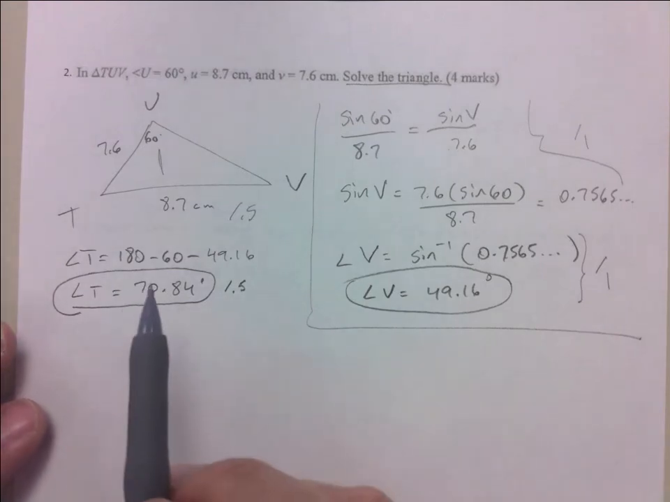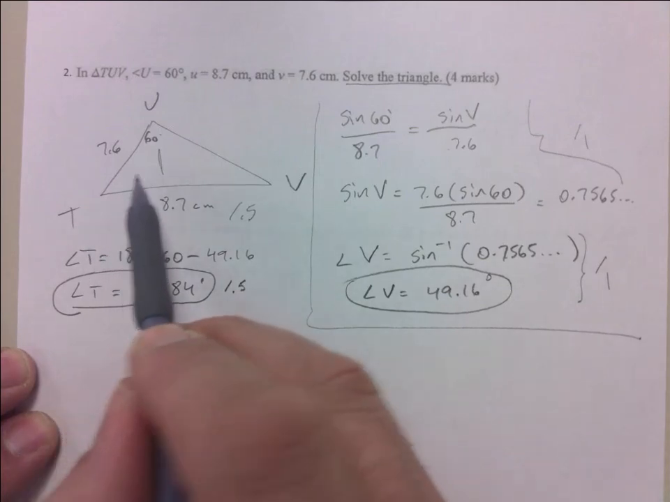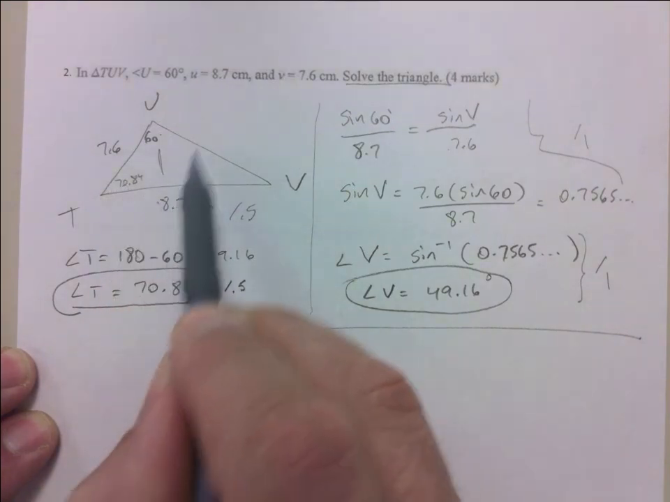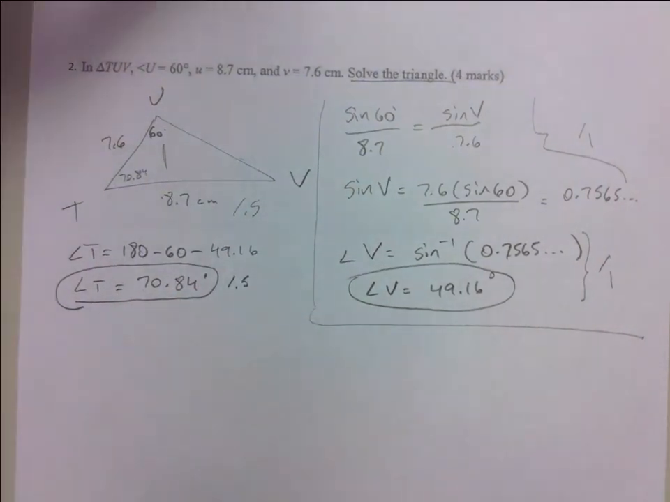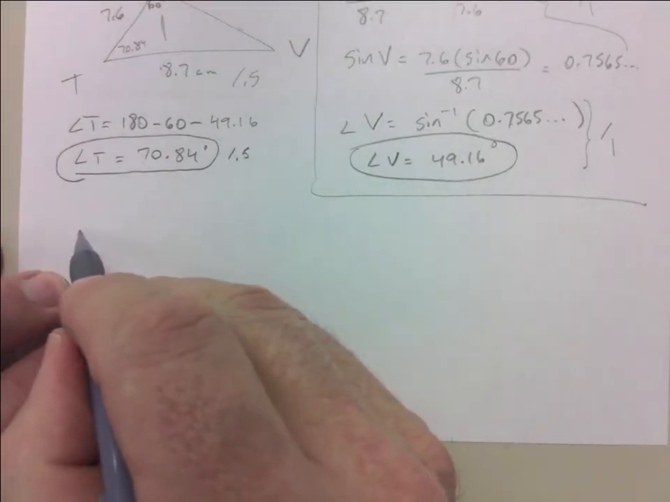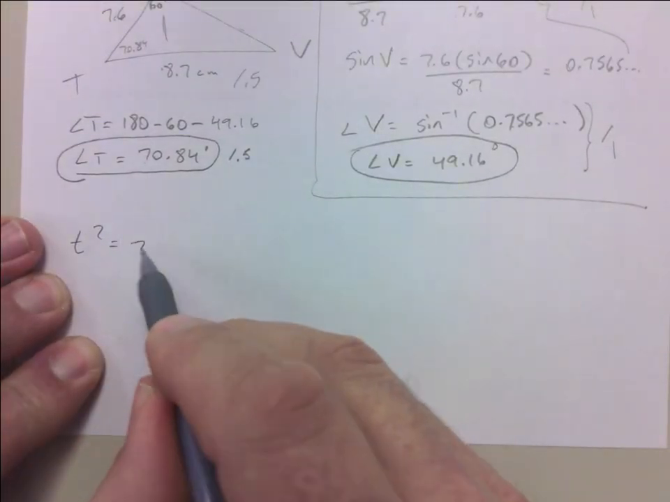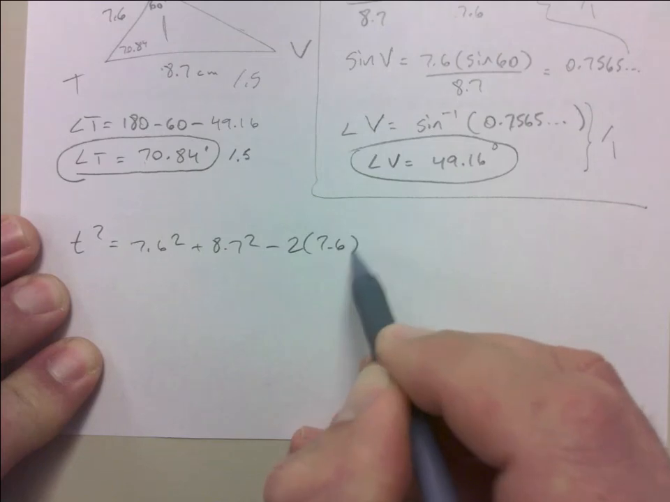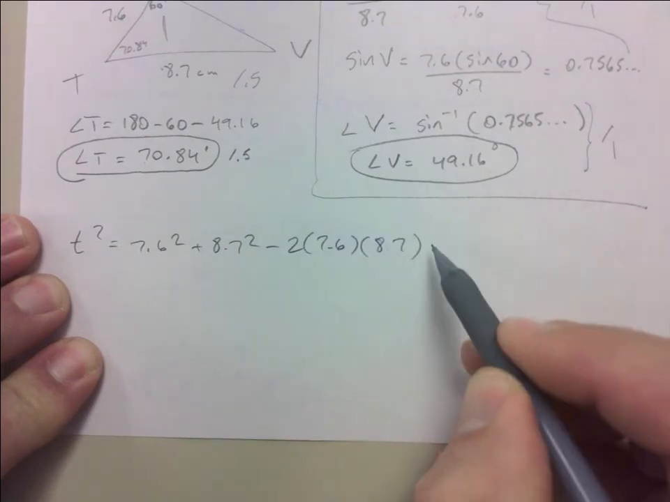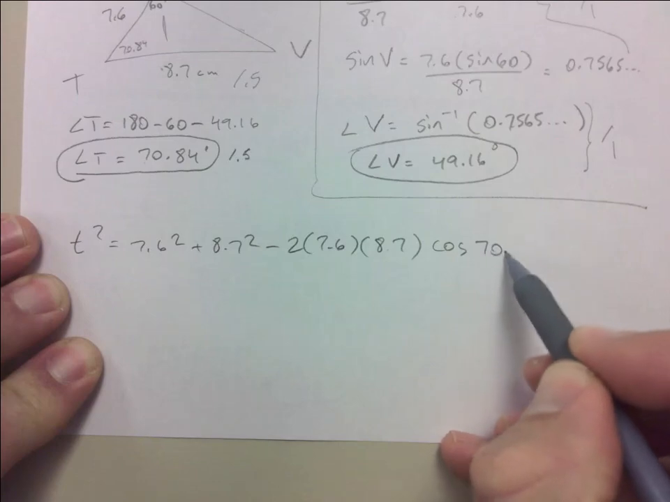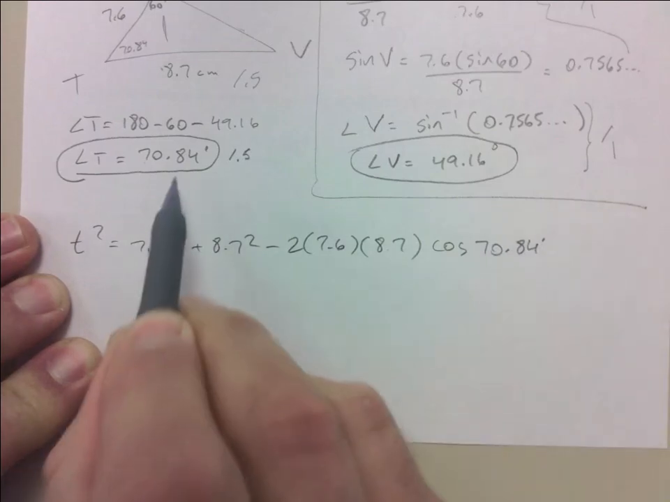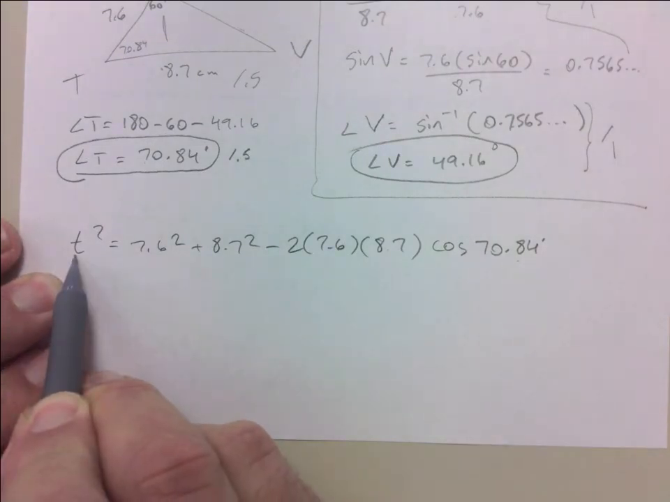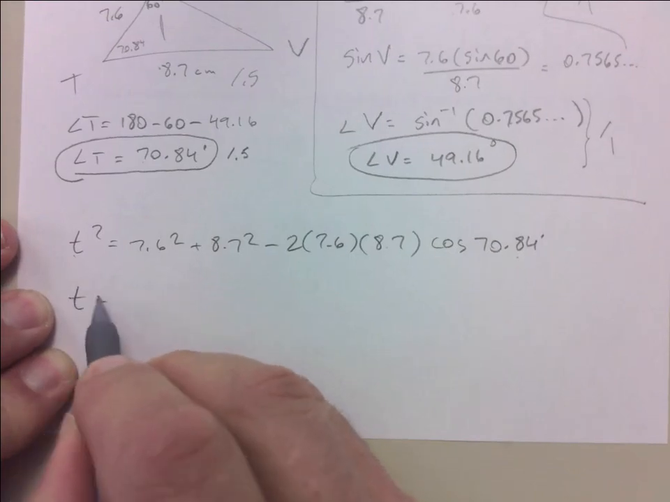I'm going to go with cosine law. So T is right here, 70.84. I'm going to go SAS here and solve for that side. Let's see if you got the same thing if you use sine law. So 7.6 squared plus 8.7 squared minus 2 times 7.6 times 8.7 times cosine of 70.84. So I'm using this angle, which is angle T, and that should be across side T, and that's going to solve for it.